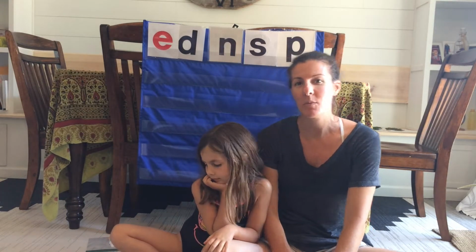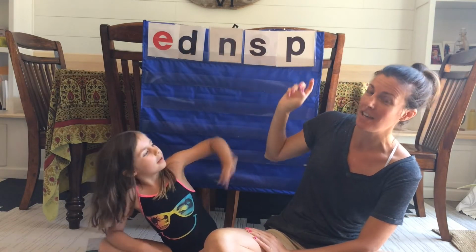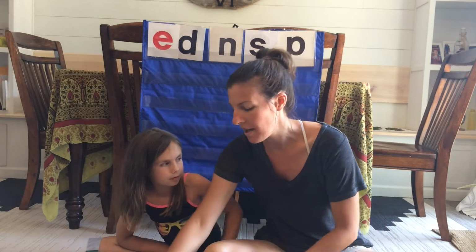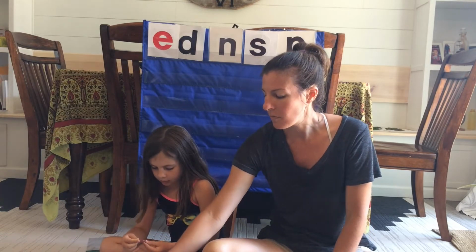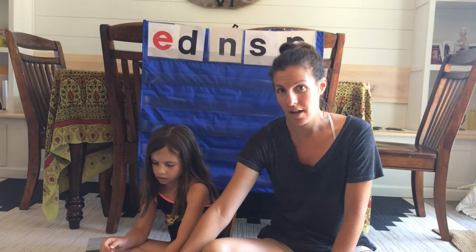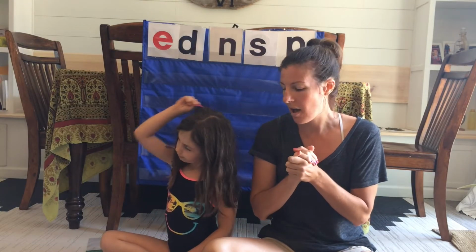We are going to be making words of these letters, E, D, N, S, P. So go ahead and get letters. If you don't have little letters like this, you can always do paper letters and cut them out. The next thing you'll need is some regular paper to write the words down on, and then we'll cut those words out and then we'll move them and sort them.